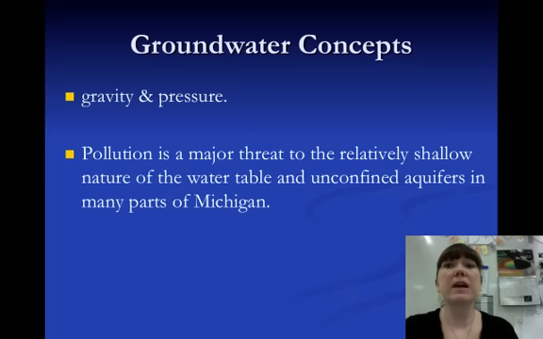Water is stored in the pores of unconsolidated and consolidated material, and this is affected by gravity and pressure in groundwater. The water table level at any location shows us these effects. Pollution is a major threat to the relatively shallow nature of the water table and unconfined aquifers that we see in a lot of different parts of Michigan.